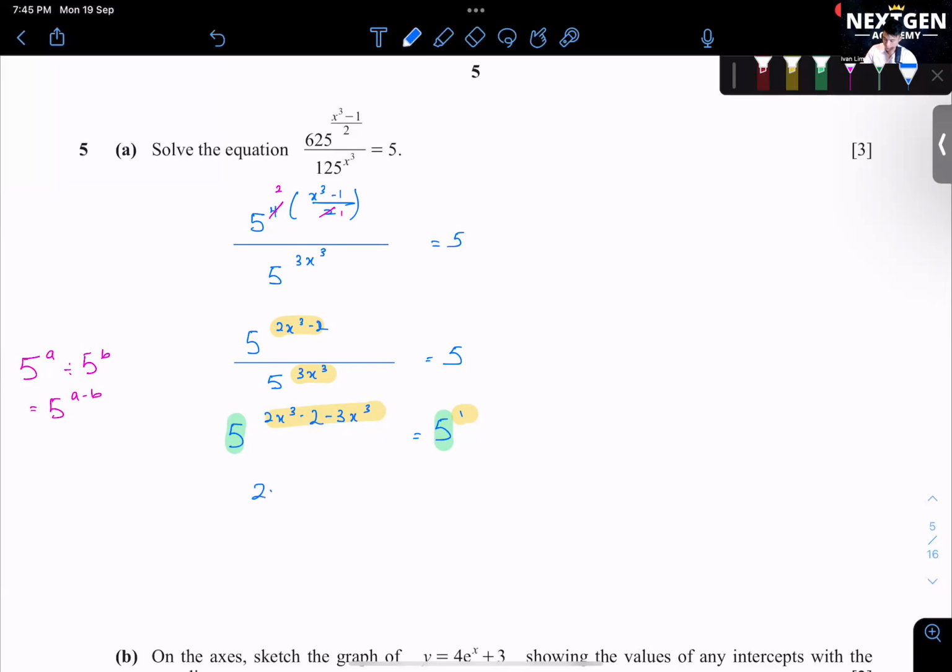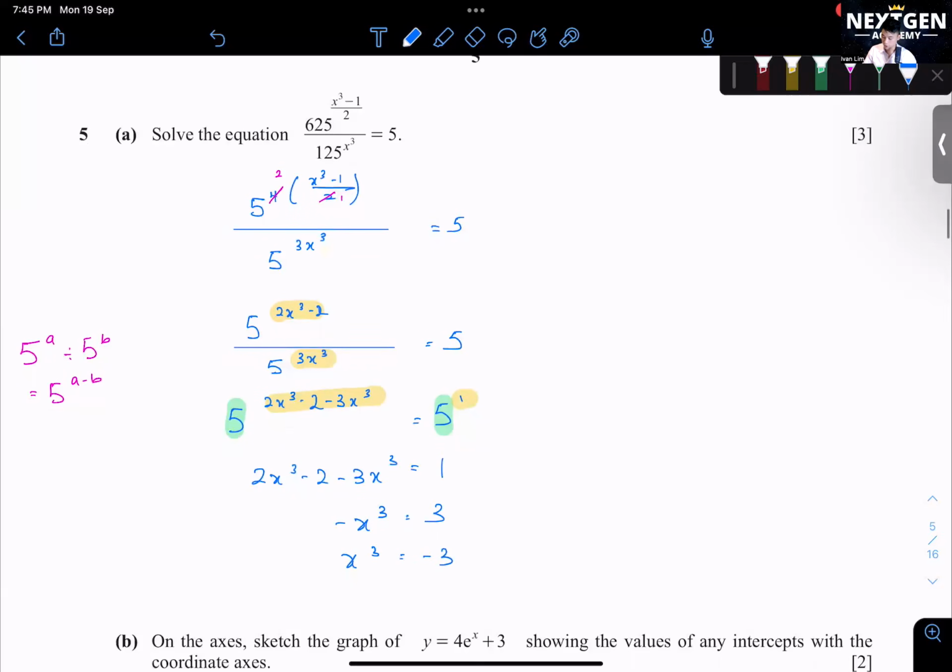So 2x cubed minus 2 minus 3x cubed equals 1. Then simplify it. So you get minus x cubed equals 3, x cubed equals negative 3, and just type it in the calculator. x equals negative 1.44.